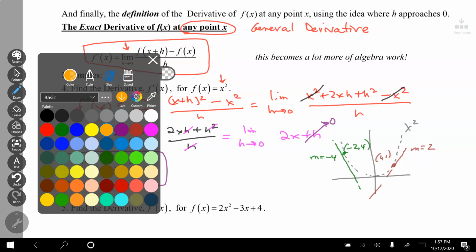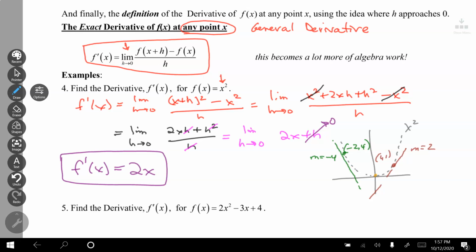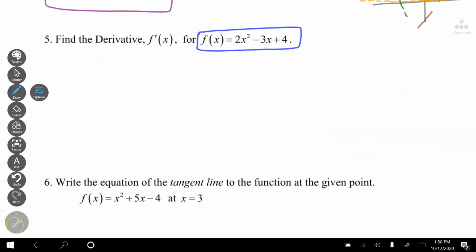And the best case that we want to look at is right here at (0, 0). This slope is 0, and we'll talk about how important having a slope of 0 is. Okay, this one is just more algebra work, but it's the same idea. Every time I see x, I'm going to plug in an x plus h.